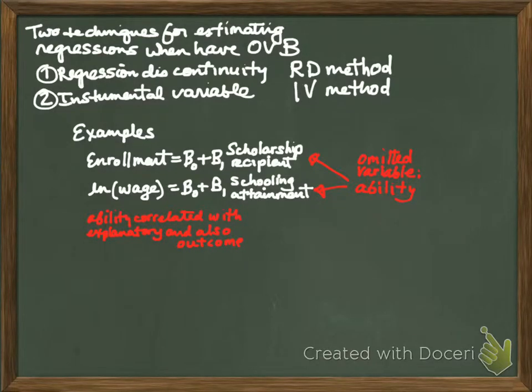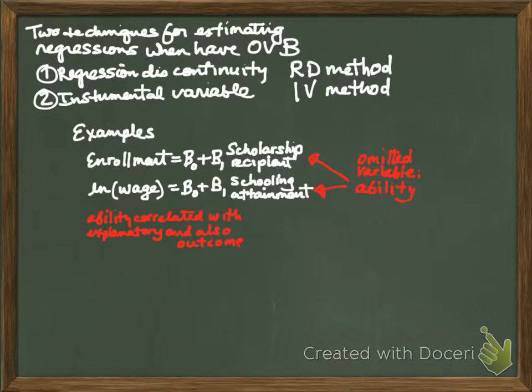Very often when we're estimating regressions, we have a problem with omitted variable bias, and we need to correct for that omitted variable bias. There are two techniques, amongst others, that are commonly used in econometrics and the social sciences to correct for omitted variable bias. The first is called the regression discontinuity, and the second is called instrumental variable.